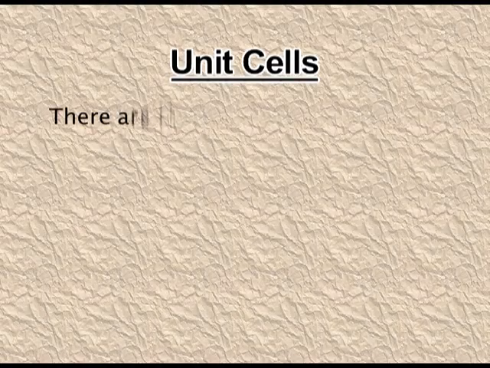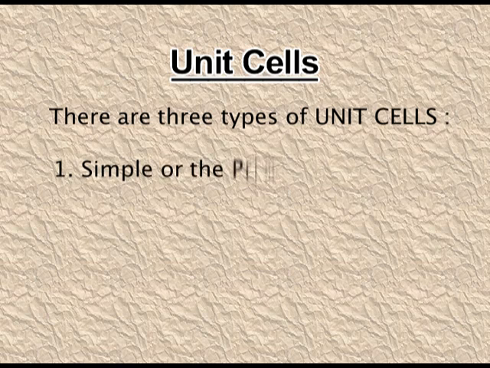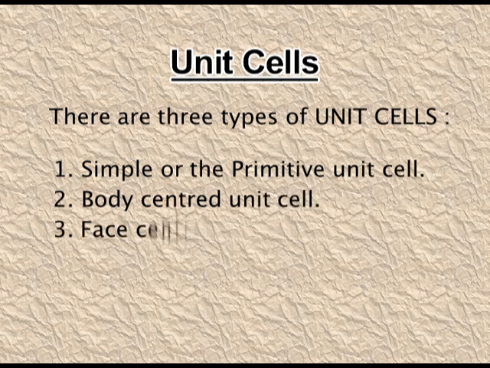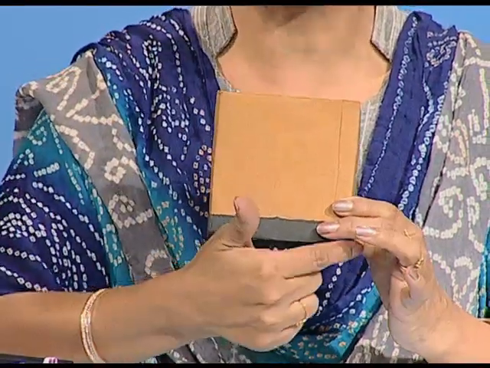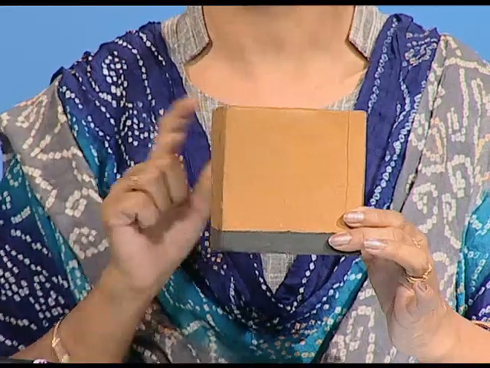There are 3 types of unit cells: the simple or primitive unit cell, the body-centered unit cell and the face-centered unit cell. All these three types depend upon where the constituent particles are situated. Let's discuss each one by one. In the simple unit cell, the constituent particles are situated only at the corners. There are 8 corners, we know that, and the constituent particles will be only at these corners.